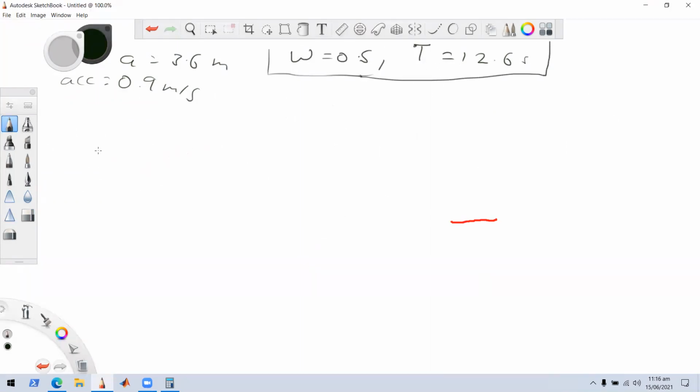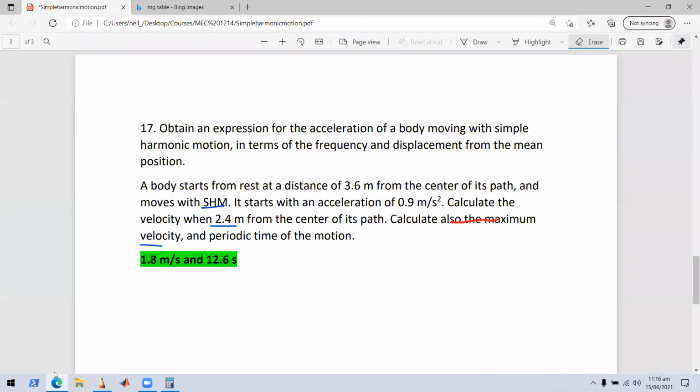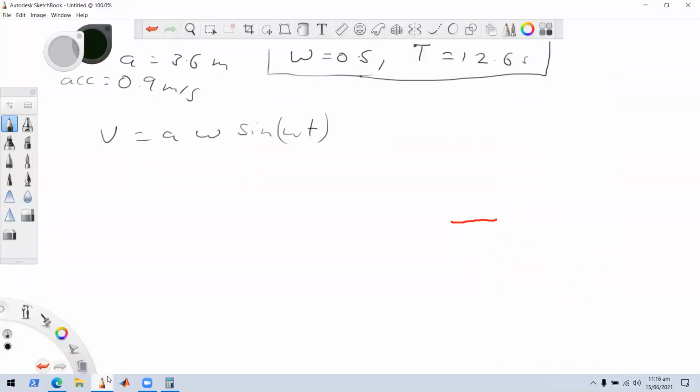Now, v is equal to A omega sine omega t. Right now, we have two distances that we need to calculate for. One of them is 2.4 and the other is 0. So at 0, we know this here is going to evaluate to 1. This is actually cosine.